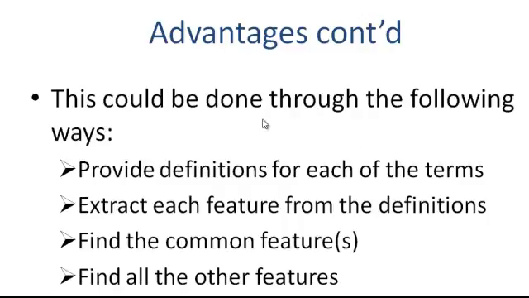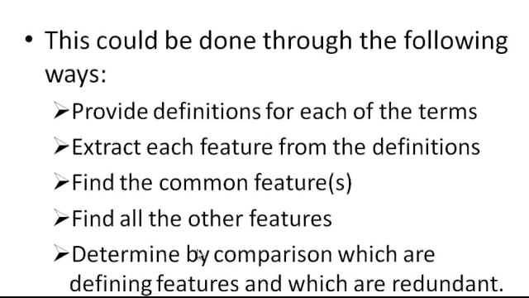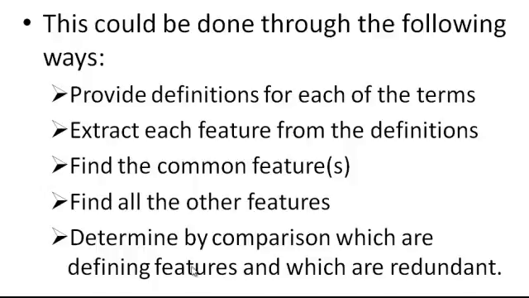And this could be done through, like I said earlier on, providing a definition. So you can define an item. You can define a manufactured item. Okay. You can also extract each feature from the definitions. And you may also want to find some common features from the definition. And the definition can also provide you other features, not only some common features, but other features as well. You can also determine by comparison which are defining features and which are redundant.